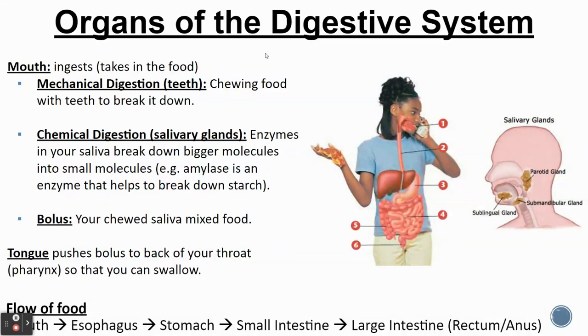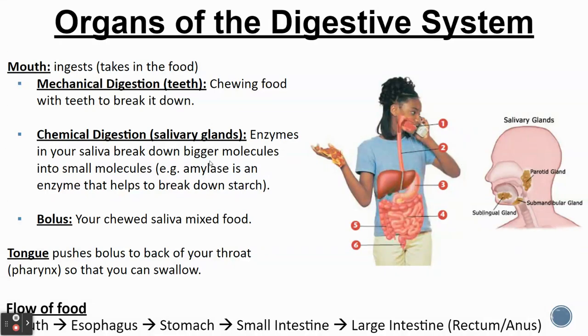So let's start with the mouth. That's our first organ of digestion. That's where ingestion takes place, where you take in the food. In the mouth, there's mechanical digestion that happens. Your teeth are used to chew the food up, to break it down. But then there's also chemical digestion. You have these special glands over here, some just above, below your ear here, some below your tongue. They release saliva into your mouth while you're eating.